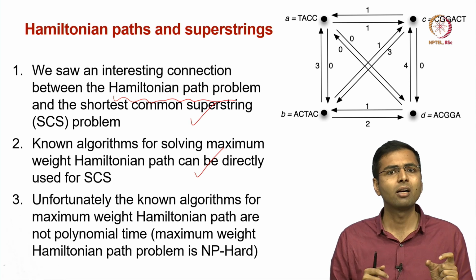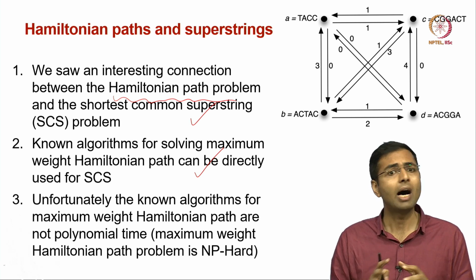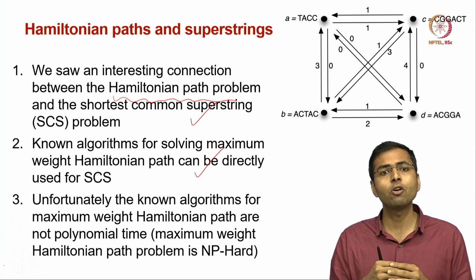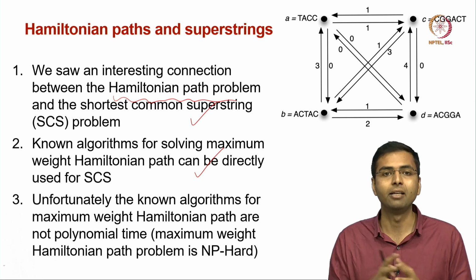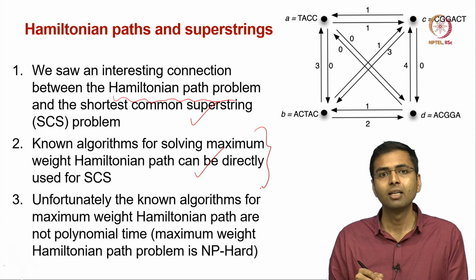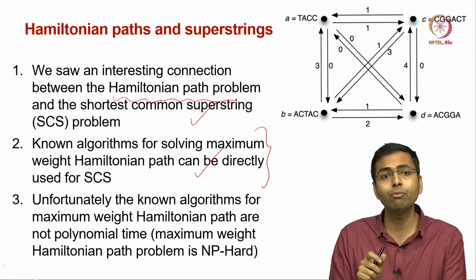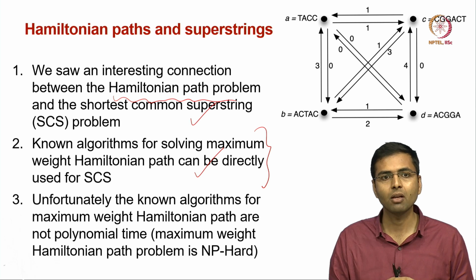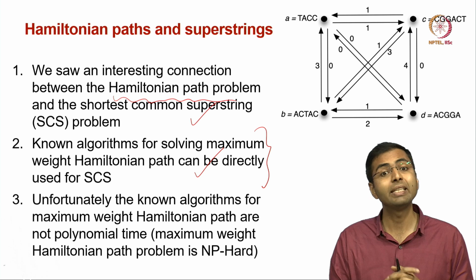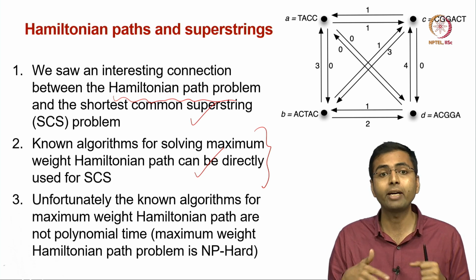But it turns out that the known algorithms for solving maximum weight Hamiltonian path are not polynomial time, and that is because the maximum weight Hamiltonian path problem is NP hard. So, if we choose this route, then it is unlikely that we can solve the shortest common superstring problem for large inputs, because efficient algorithms that scale to large inputs do not exist.